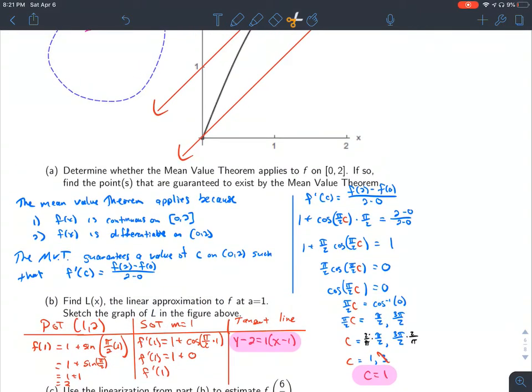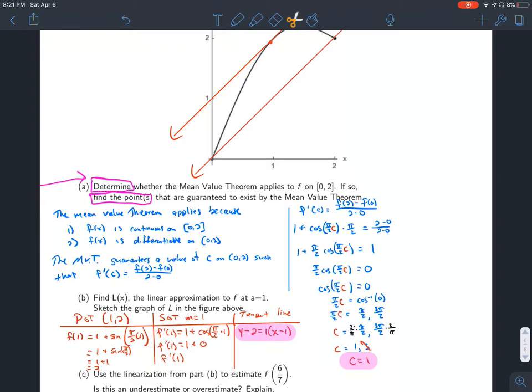Part A. Determine whether the mean value theorem applies to function f on the closed interval from 0 to 2. If so, well, first of all, it says determine. It's one thing we have to do. I like to put a box around the essence of the question to know how many parts that we have to do. If so, find the point or points that are guaranteed to exist by the mean value theorem.